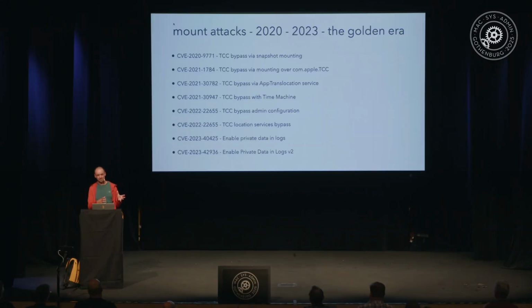Also, the other part which was overlooked is where you could take a location or some data and mount it somewhere else. So the first one was mounting a Time Machine snapshot. So you could make a local Time Machine snapshot and mount it somewhere, and that wasn't TCC protected. So basically, by just doing a snapshot, you could access all of the private data through that snapshot mount. You could do the same trick with app translocation, etc.